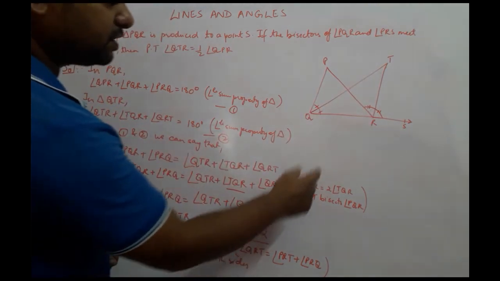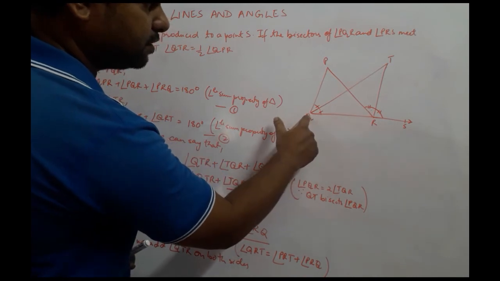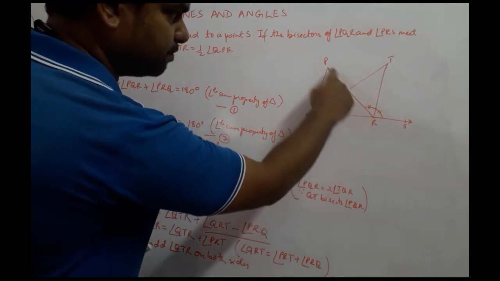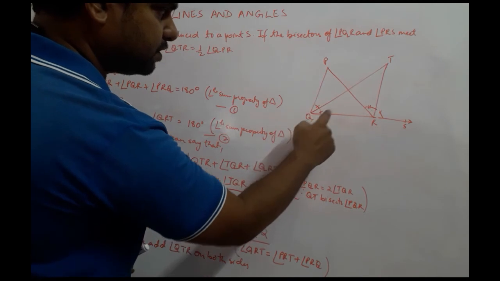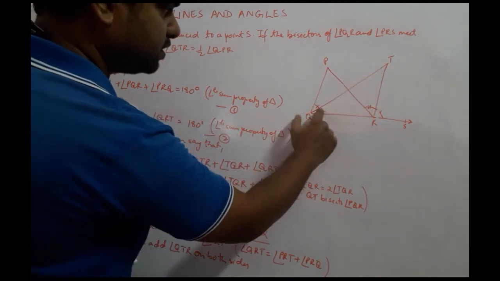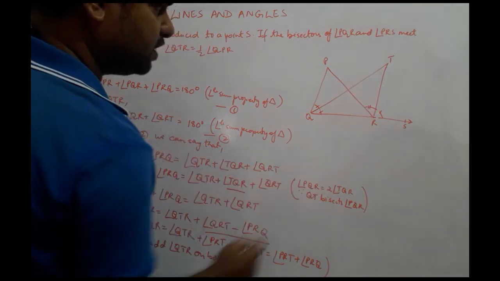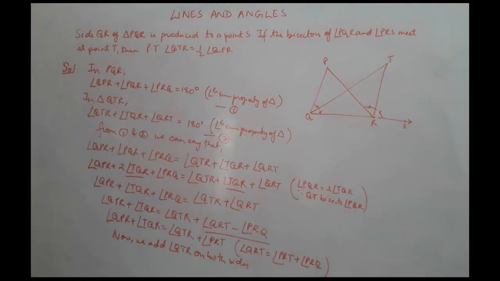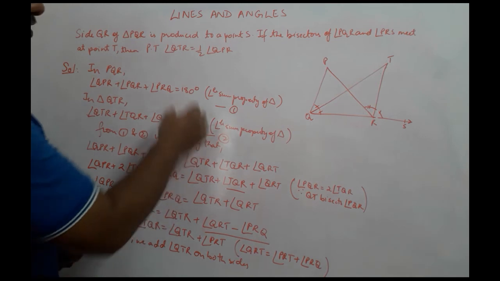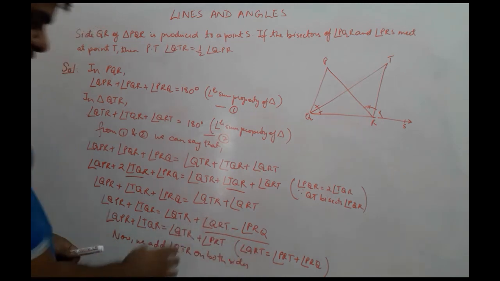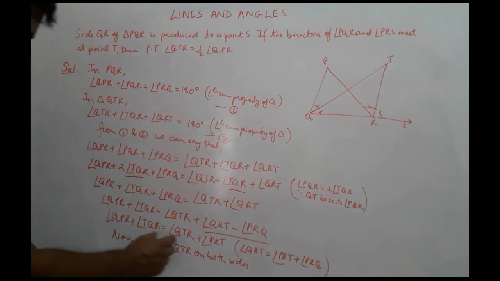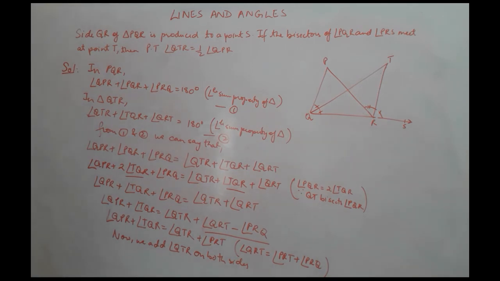On the right hand side we are left with PRT, this angle. And we are left with TQR, this angle and this particular angle. We are left with these two angles. We don't need either one of them, so we need to get rid of them. So we need half of QPR. In this case what I have done is I have added QTR on both sides to balance. Okay, so you add them on both sides, it gets balanced, and I'll write it over here.